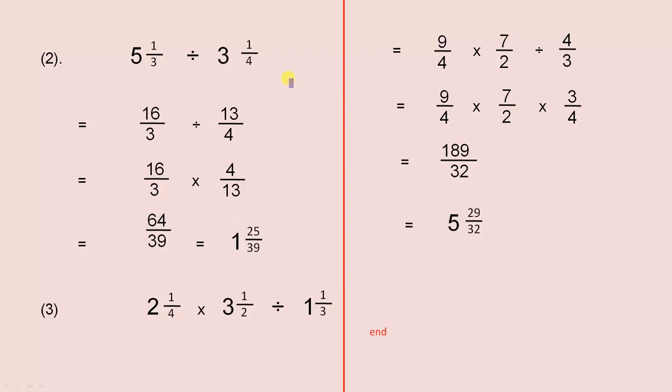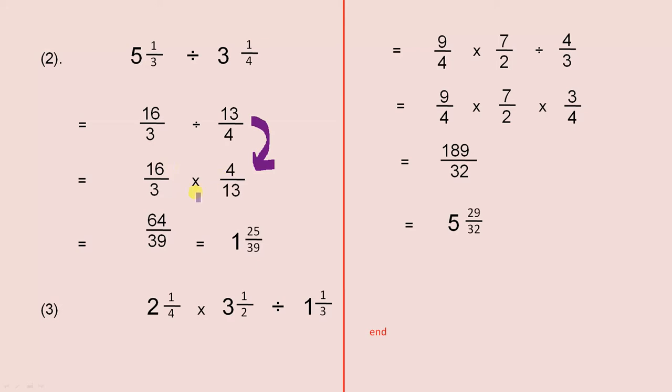5 1/3 divided by 3 1/4. 5 1/3 is 16/3. 3 1/4 is 13/4. Change the division sign to a multiplication sign and turn the fraction upside down. So we've done that from there to there. 13/4 becomes 4/13.